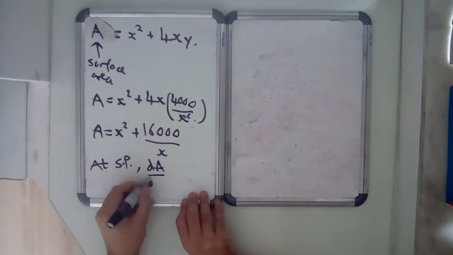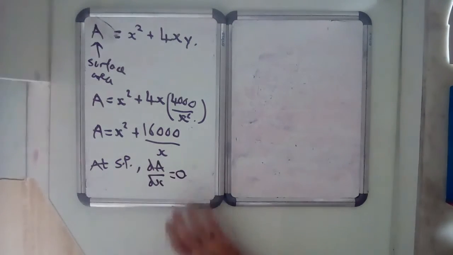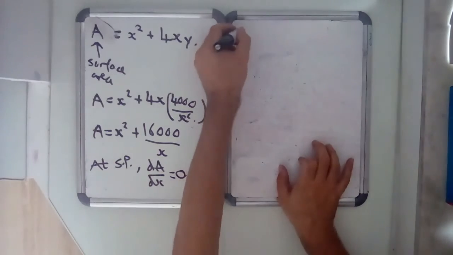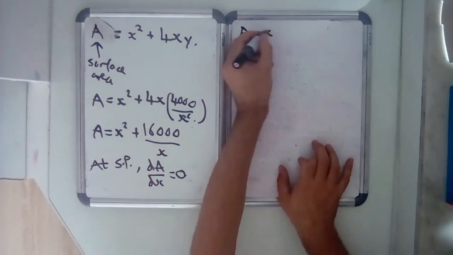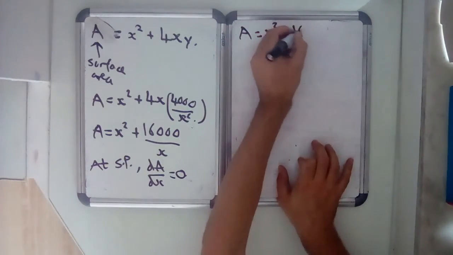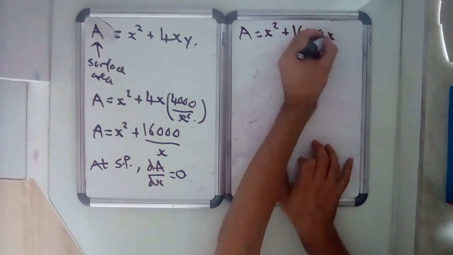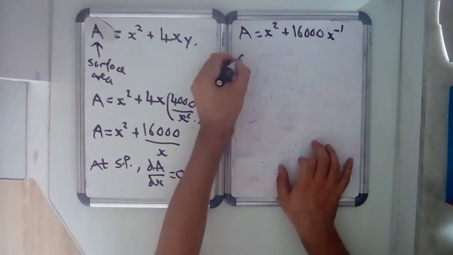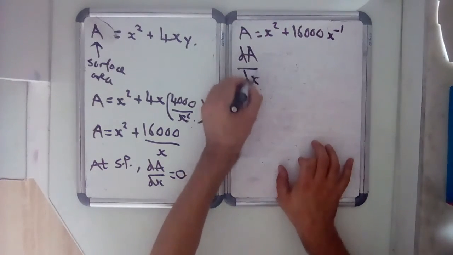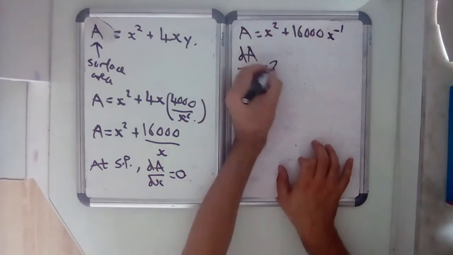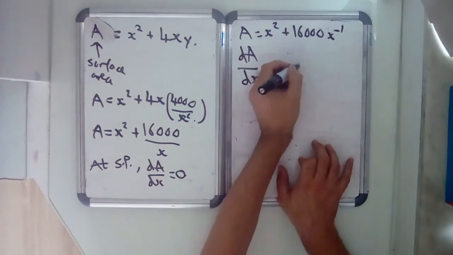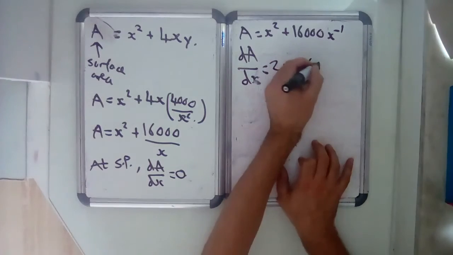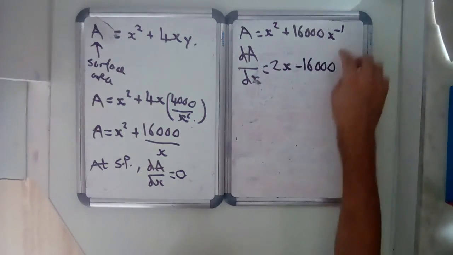dA by dx equals 0. So we need to find dA by dx. So A equals x squared plus 16,000 x to the power minus 1. So dA by dx must be 2x, and then bring the power to the front, minus 1 times, so minus 16,000 x to the power minus 2.